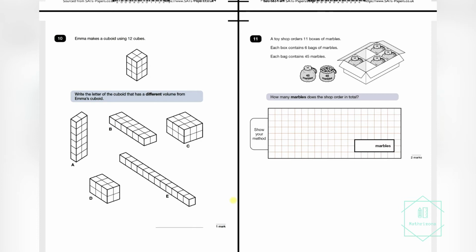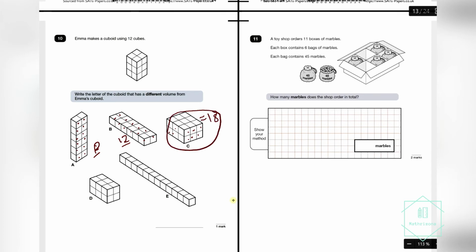So let's start with shape A. That is 1, 2, 3, 4, 5, 6, 7, 8, 9, 10, 11, 12. This is 12, so this is not different. Let's go to shape B. 1, 2, 3, 4, 5, 6, 7, 8, 9, 10, 11, 12. This is again 12. C: 1, 2, 3, 4, 5, 6, 7, 8, 9, 10 in the background, 11, 12, 13, 14, 15, 16, 17, 18. So that is 18.